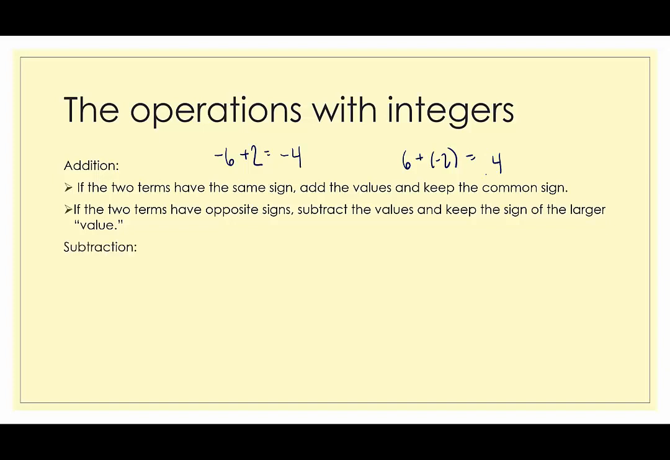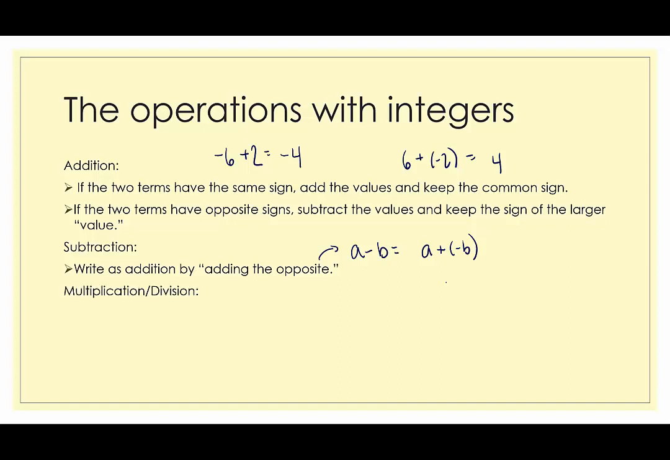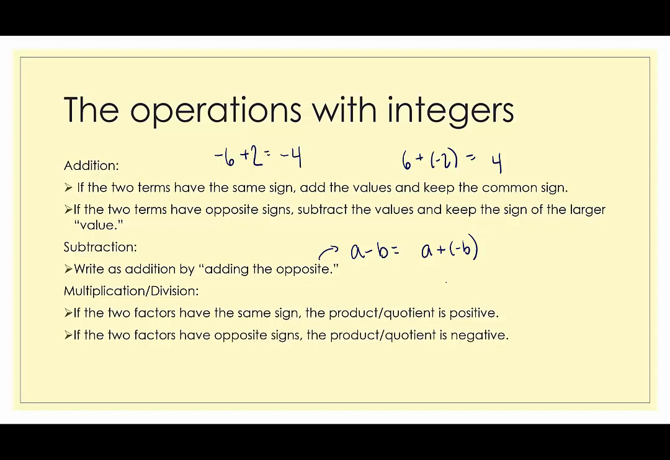For subtraction, we're just going to rewrite as addition by adding the opposite. So this is the golden rule for subtraction. If I have A minus B, we can rewrite this as A plus negative B. And then once we've done that, we can refer to the rules of addition on how to properly come up with the answer. For multiplication and division, if the two factors have the same sign, then the product or quotient is positive. If the two factors have opposite signs, then the product or quotient is negative.